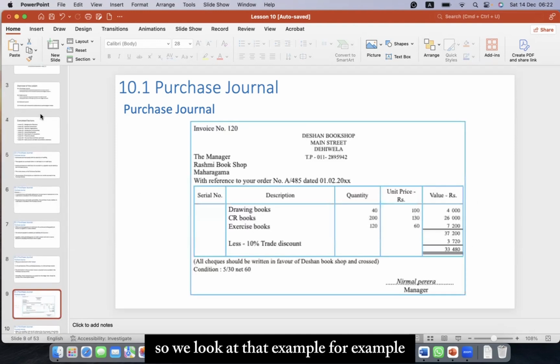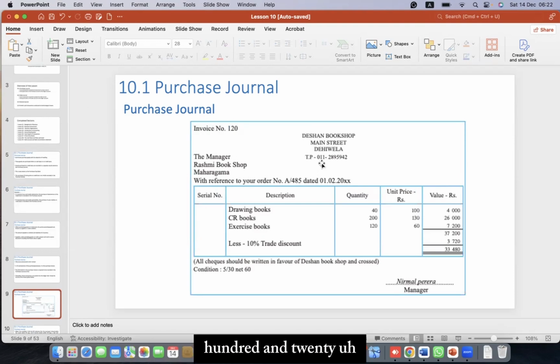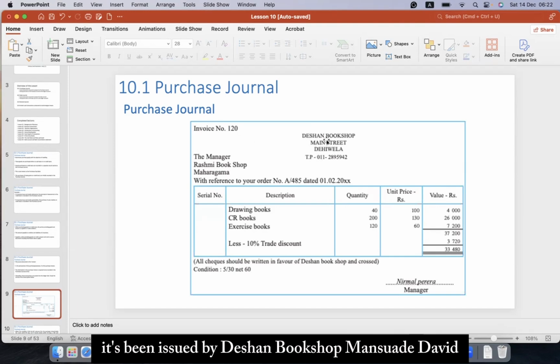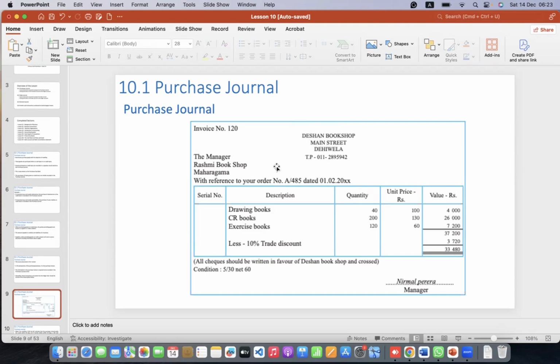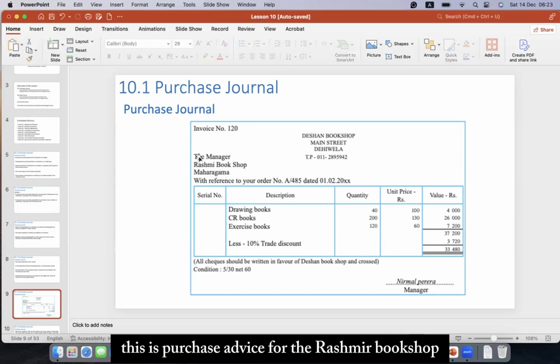Let's look at an example. This purchase invoice number is 120. It's been issued by Deshan Bookshop, Main Street, Dehiwala, who is selling these goods, and Rashmi Bookshop, Maharagama is buying them. So this is the purchase journal of Rashmi Bookshop, Maharagama. Since we learned about the sales journal, this is a sales invoice for Deshan Bookshop and a purchase invoice for Rashmi Bookshop.